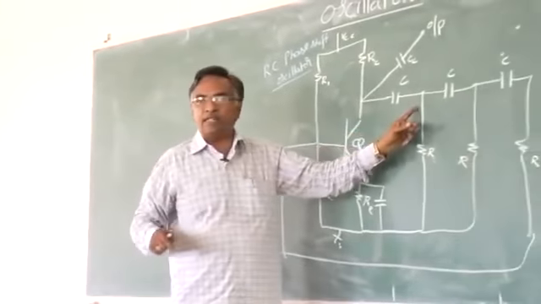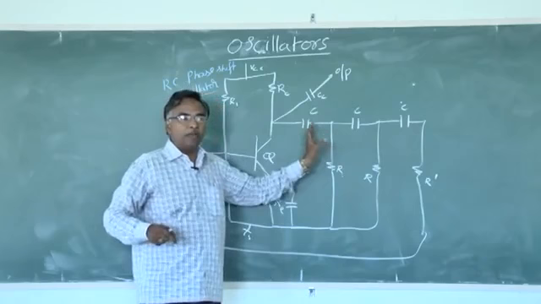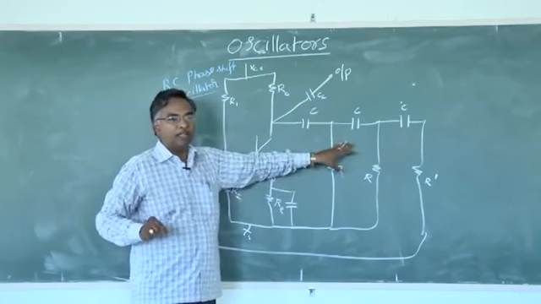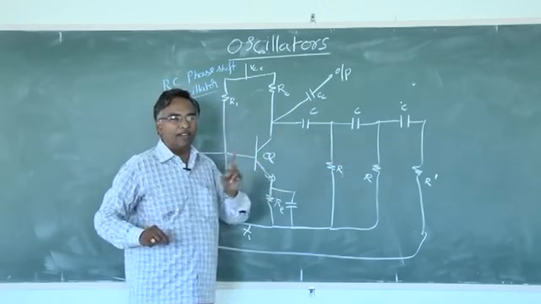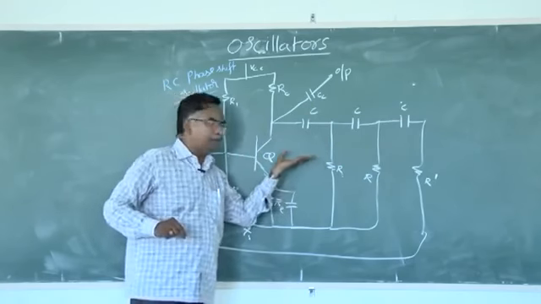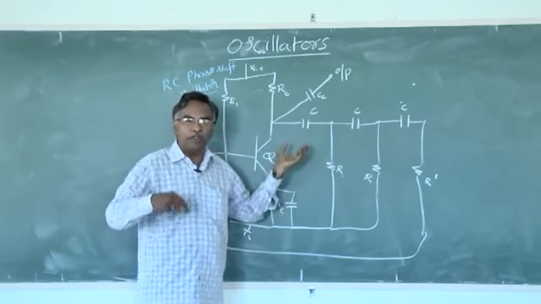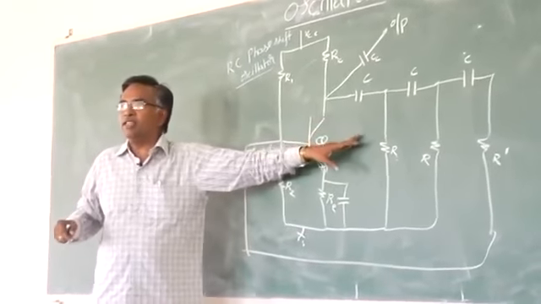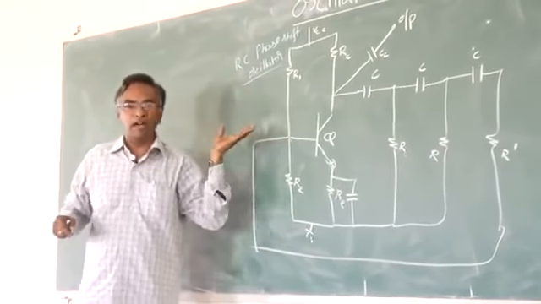Now the question is, how many minimum RC sections are required to produce oscillations if the number is more than 3 RC sections? Here the minimum is 3. If you want to use more than 3 RC sections, the minimum required is 9 RC sections for producing oscillations.